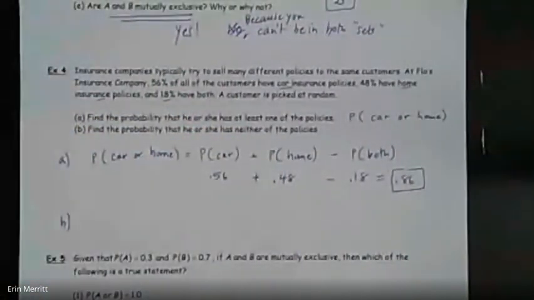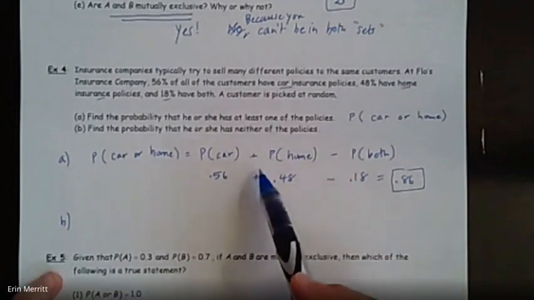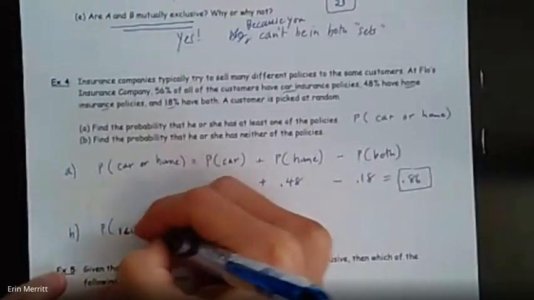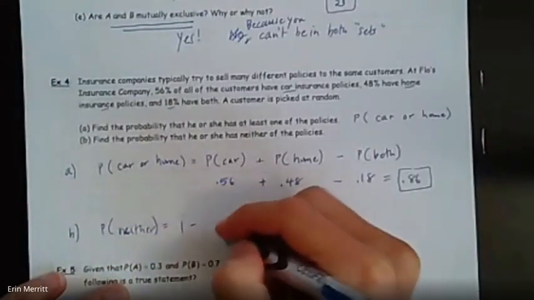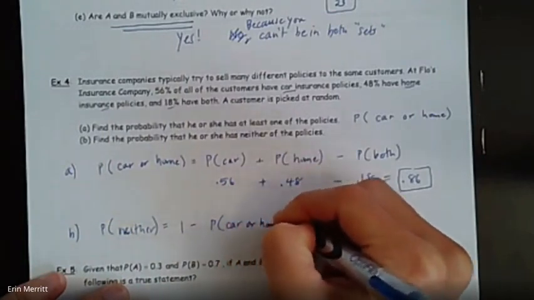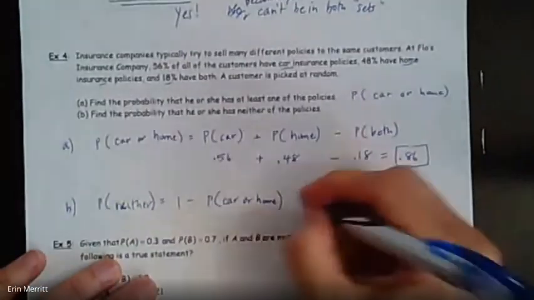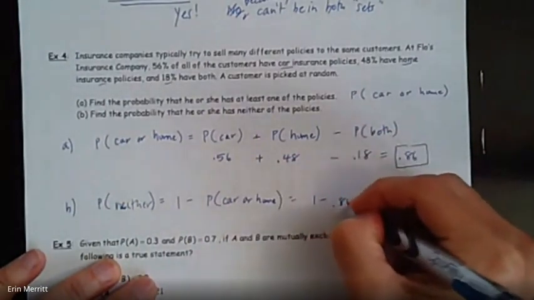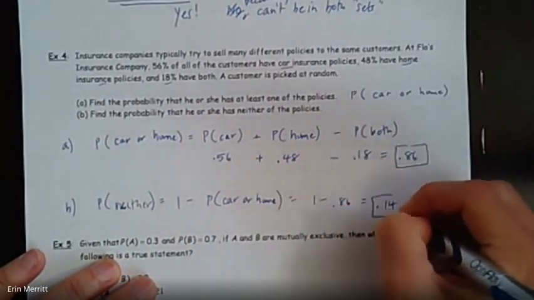All right. For part B, find the probability that he or she has neither one of the policies. Well, if you figured out everybody that has at least one of them, then anybody left, the probability that you have neither, would simply be 1 minus the probability that you have car or home. Because this included everybody that has something. So 1 minus that would leave you with the people that have nothing. So 1 minus 0.86 leaves us with 0.14.